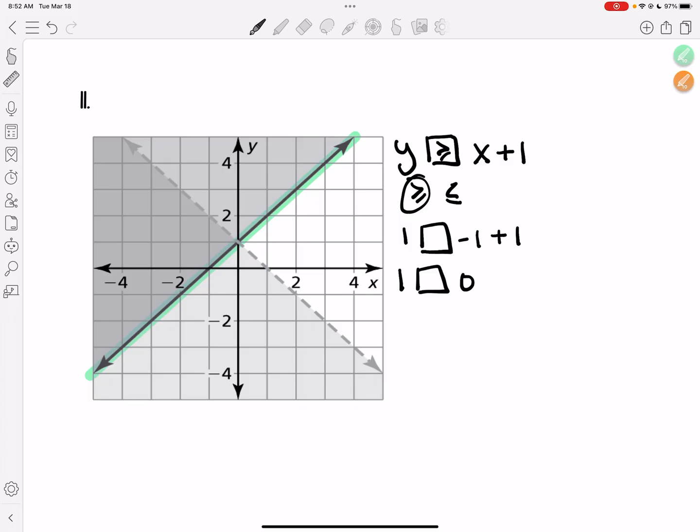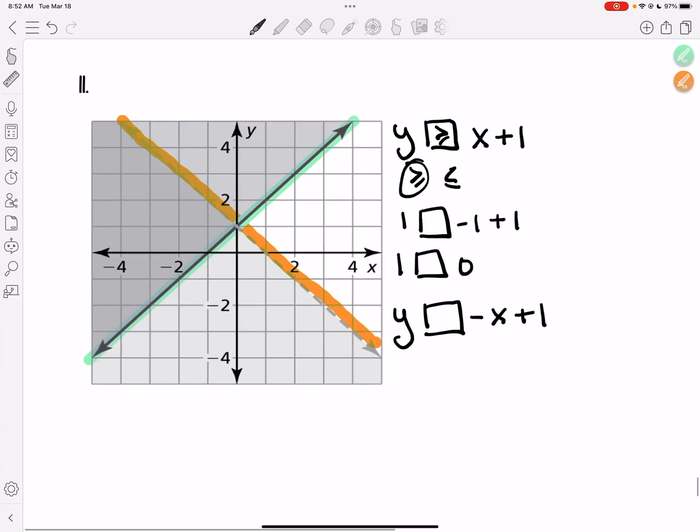Now doing the same thing with this other dashed line right here. I start with y and then I put a box. From here, I can see that my slope is negative 1 because I go down 1 and to the right 1. So that means I have negative x and I start at 1, so that goes plus 1.